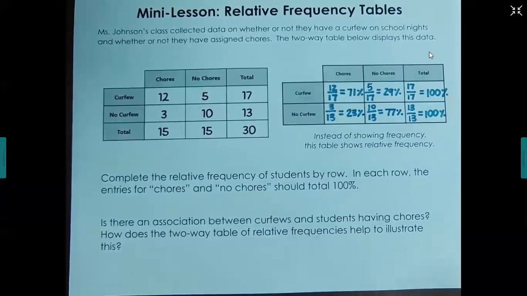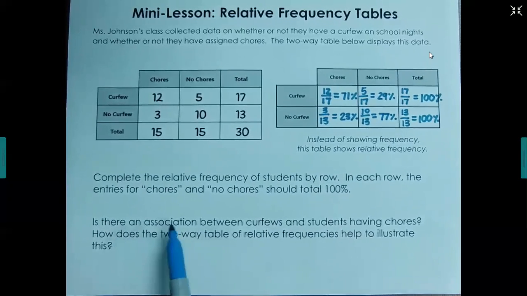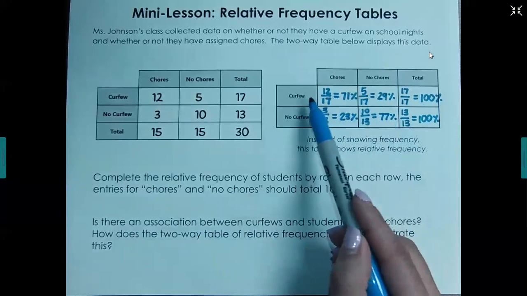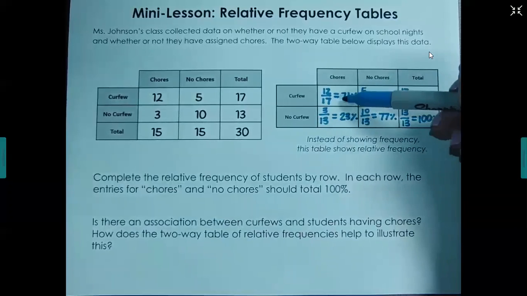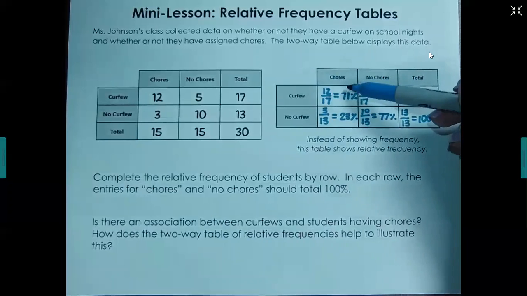So this type of data helps us to then draw some inferences and think about associations. So in this example, it says, is there an association between curfews and students having chores? So let's look at our relative frequency table. And if we're looking at curfews, what would we say? Are students more likely to have chores or no chores? You got it. 71% of the students who have a curfew also have chores.